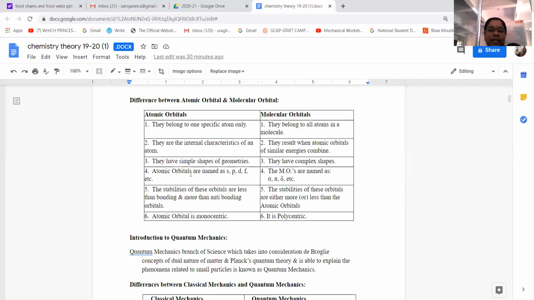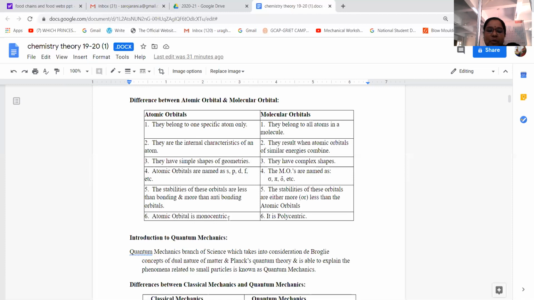I have just now explained. They are s, p, d. S is spherical, p is dumbbell, d is double dumbbell, f is complex. Various molecular orbitals are named as sigma, pi, delta, tau, etc. The stabilities of these orbitals are less than bonding and more than anti-bonding orbitals. Here, the stabilities of these orbitals may be either more or less than that of the atomic orbitals, depending upon the pairing or combination of their atoms and their energy levels. So sometimes they will be less, sometimes they will be more.